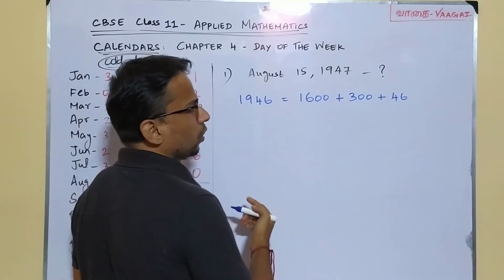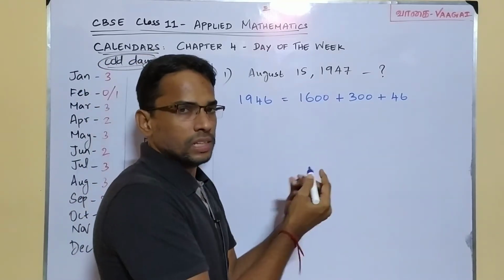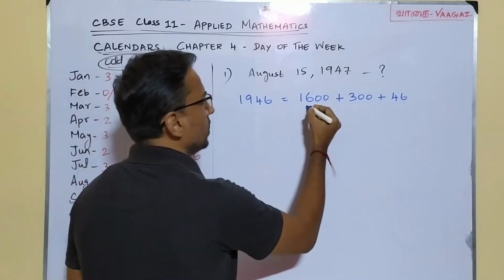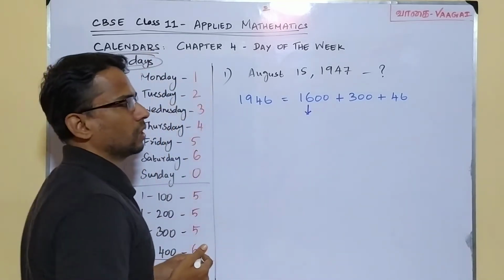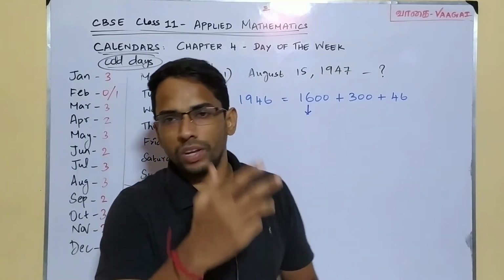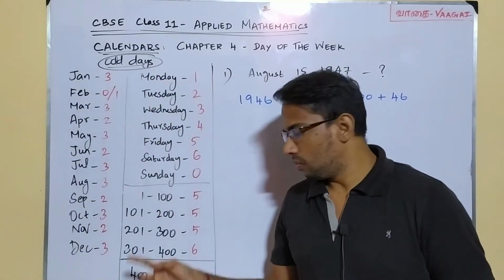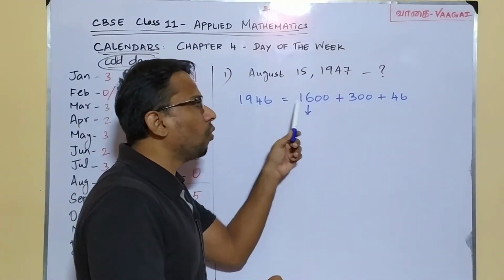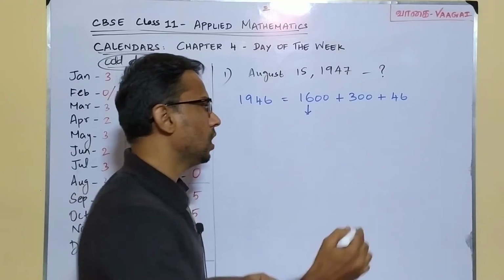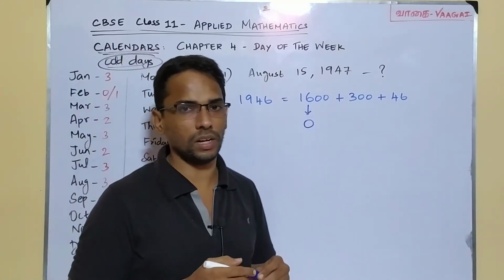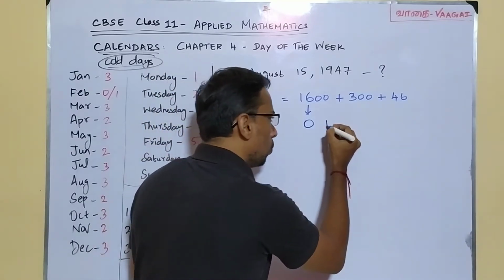So now we are going to calculate the odd days for this 1946 as we are doing it in parts. Start from this 1600. How many odd days are there for this 1600? It's very simple. Just now we have seen that for every 400 years there are 0 odd days. There are 4 400s inside this 1600, so obviously we will have 0 odd days for this 1600 years. Yes, done. Put a plus.